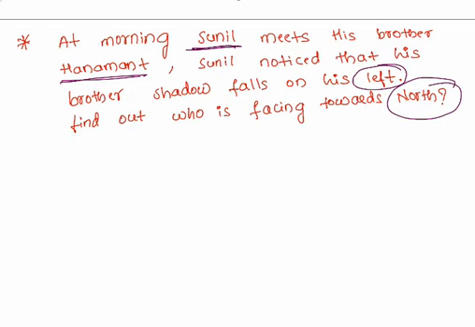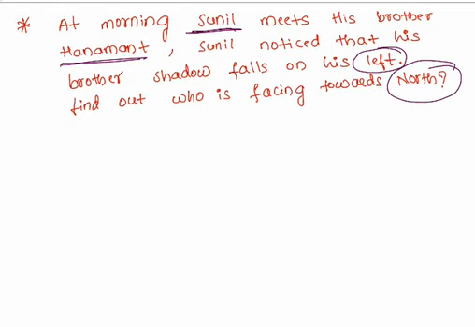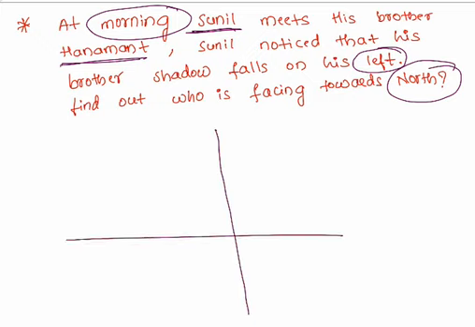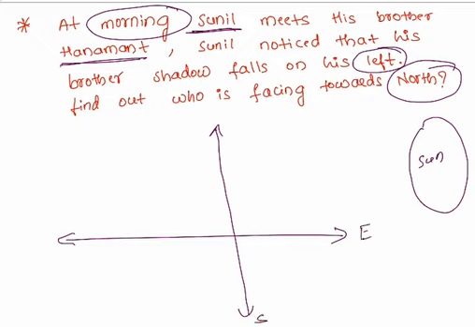I already explained this in part 1. Without a diagram, you can't solve this type of question. In the morning means sunrise. First you draw the diagram. The sun is rising in the east. Within 30 seconds you can solve this question, but I explain slowly for all the students to understand. This is the east, this is south, this is north, this is west. Sun rays fall like this.